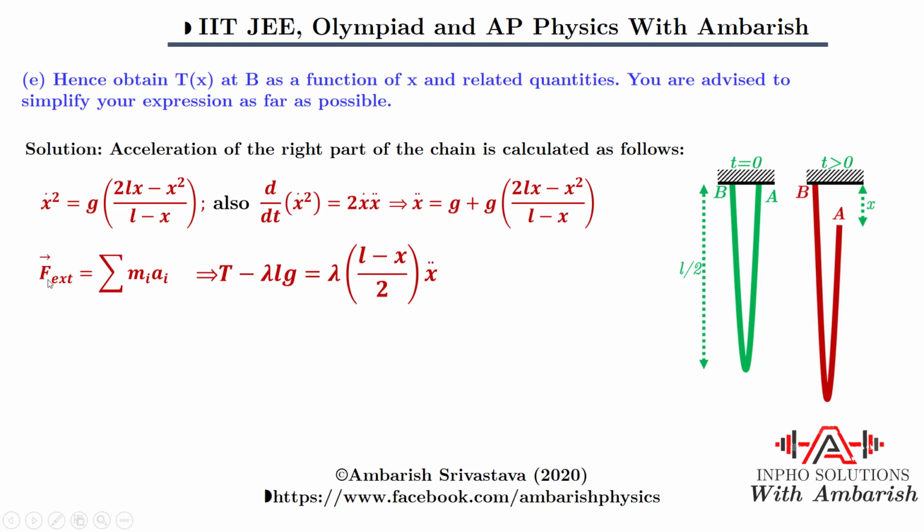So I'm using this form: F external is equal to sigma m_i a_i. So mass of the right side into acceleration of the right side, and of course on the left side the acceleration is 0. So just mass of the right side into acceleration of the right side is the net external force, T minus lambda Lg. Okay, and x double dot you can substitute from here, and then rearrange this equation, and you'll get the value of tension as a function of x. So if you solve this, this is what you get as tension as a function of x. Okay, so that's our solution to part E.